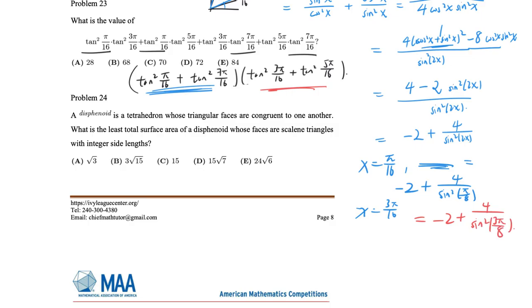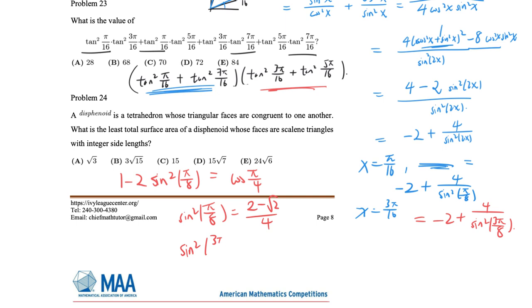Then we also note that sine squared pi over 8 is part of the double angle formula for cosine, right? So cosine pi over 4 is equal to this. Then sine squared pi over 8 actually is just equal to 2 minus root 2 over 4. And sine squared 3 pi over 8 is equal to 2 plus root 2 over 4. So then you can just plug both of them in, and you would get 16 over 2 minus root 2 minus 2 times 16 over 2 plus root 2 minus 2.